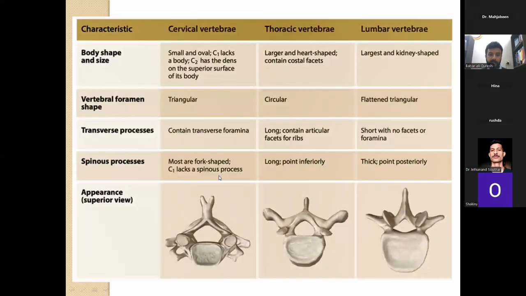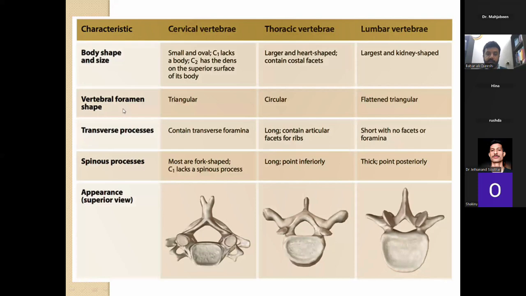Now, these are certain major differences between the vertebral bodies as we move from the cervical region to the thoracic and the lumbar region. In the cervical region, the body size is larger and it is oval in shape. Coming to the dorsal region, it is large and heart shaped. In the dorsal region it is the heart, so it is heart shaped. Similarly, in the lumbar region, it is the kidney, so it is usually a kidney shaped vertebral body.